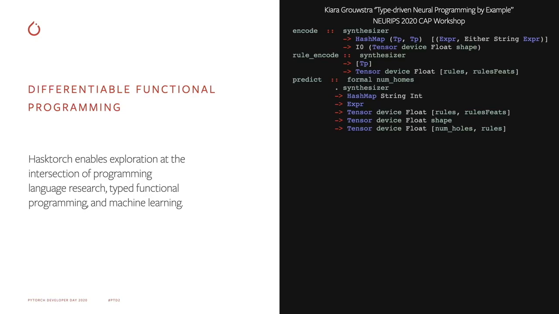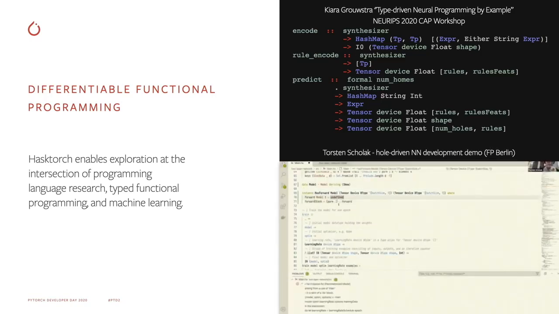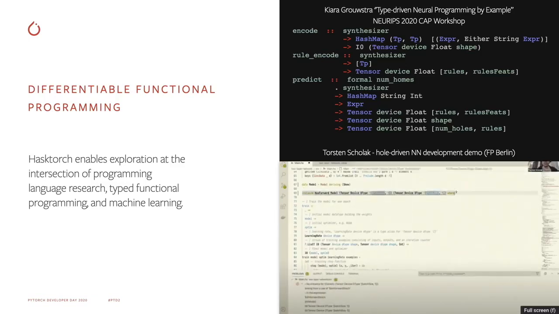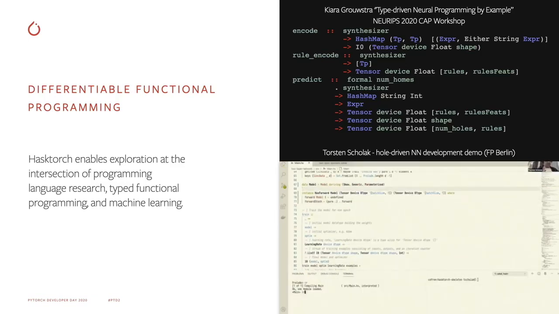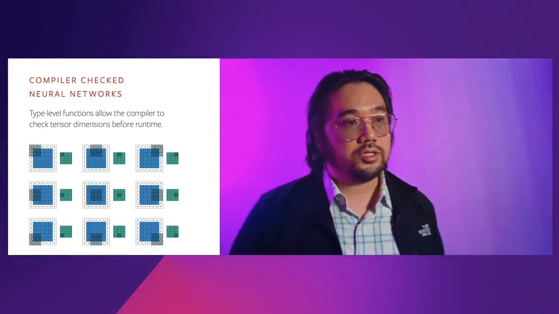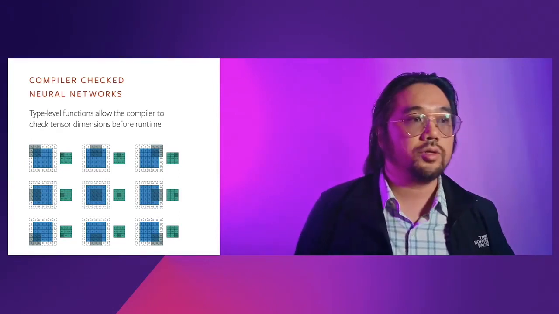You see an example, a snippet from Chiara's work that's going to be presented at the NeurIPS 2020 workshop on program synthesis using HasTorch. And here you see also an example from Torsten's live demo for the Berlin Functional Programming Group, showing how by providing type information about your model, an IDE such as VS Code can provide you suggestions as to what to implement next, just based on the holes of the types that you've specified. Torsten takes us a step further in some of his work on compiler checked typed neural networks.